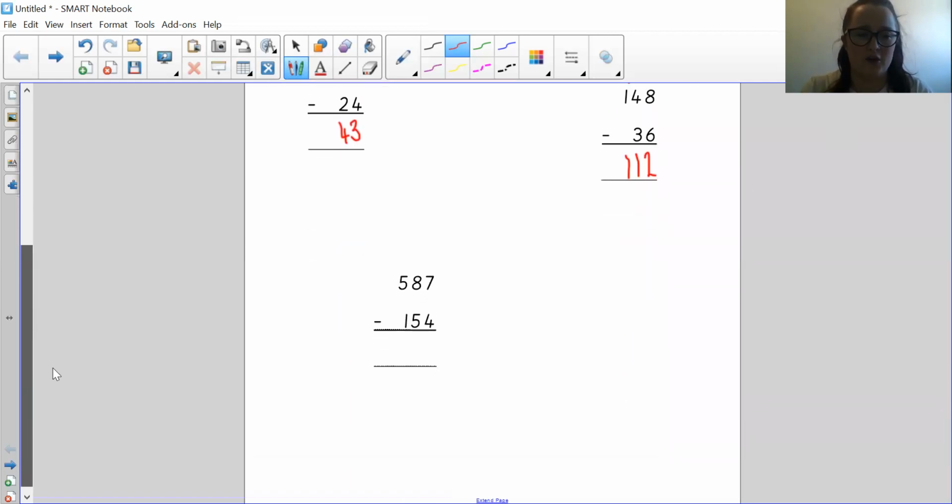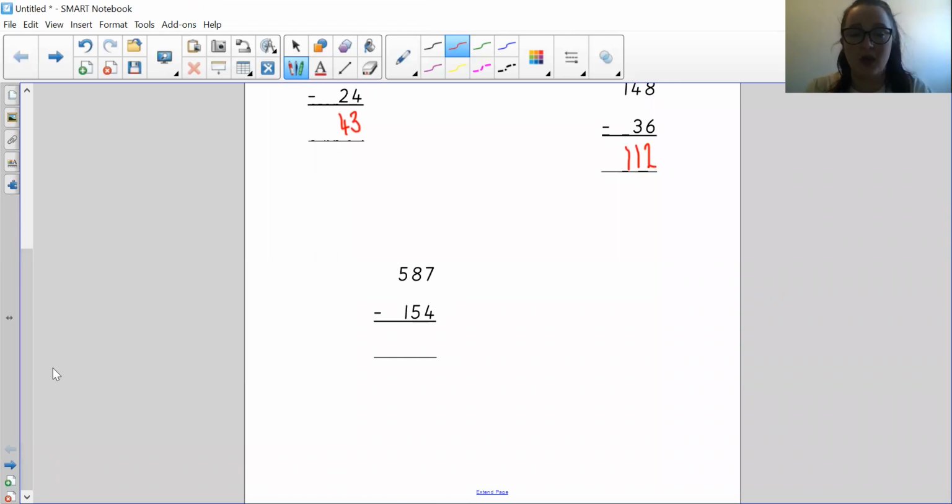Now we've got a really big juicy number, haven't we? We've got 587 subtract 154. Now I'm challenging you on this one because it's not a 3-digit number subtract a 2-digit number, which is numbers in your tens. This is a 3-digit by a 3-digit. You might have some of these in your questions, you might not. It depends what group you're working in. But this is a way to work it out.